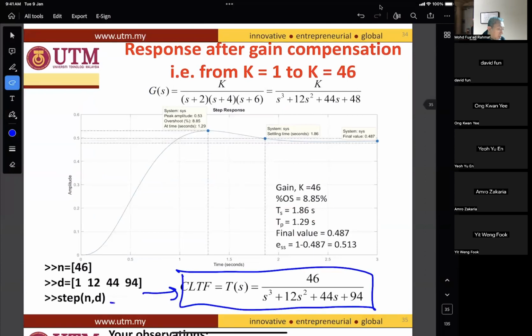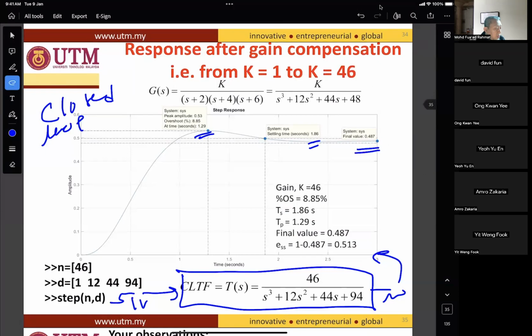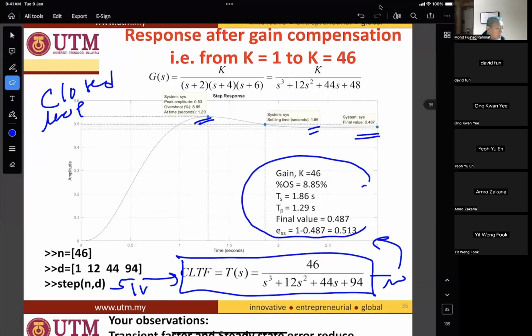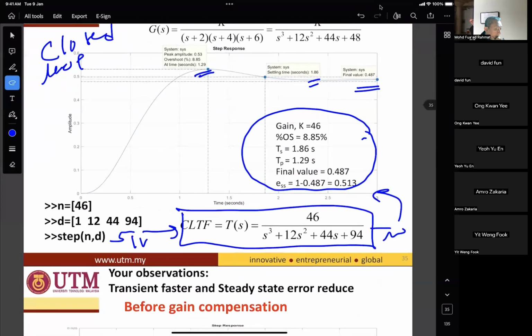So we inject step 1 volt, then the response is here. So time response must be closed loop, cannot be open loop. Remember that. Closed loop time response. So you can see that the peak time reduced, then settling time reduced, and then steady state error reduced to 0.5. So this is the observation from the graph.